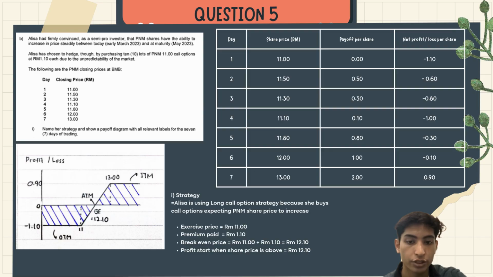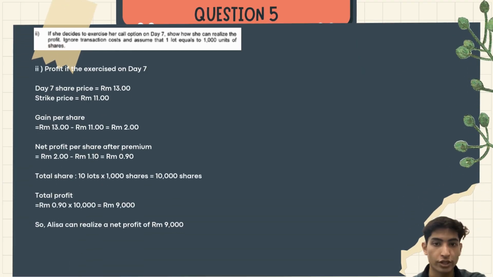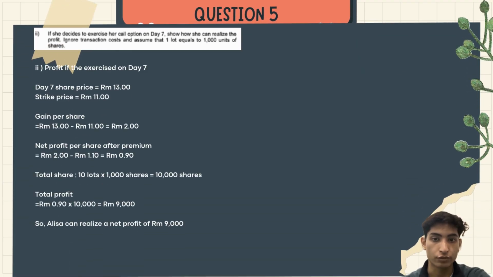So Alisa only earns a profit if the share price is above RM 12.10. From day 1 until day 6, she makes no profit because the price is below the break even. On day 7, the share price is RM 13, so she earns a profit of 90 cents per share. Next, for question 2, Alisa exercised the call option on day 7 when the market price is RM 13.